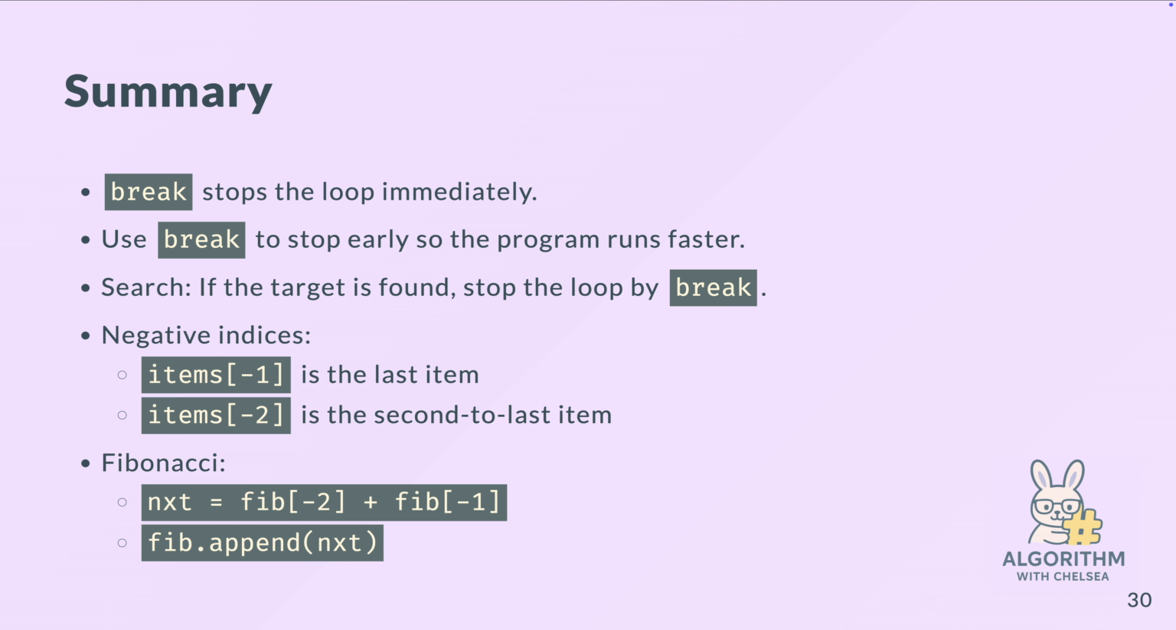Let's summarize what we learned today. Break stops a loop immediately. Use break to stop early so your program can run faster. For searching, once we find the target, we can break instead of checking the rest. Negative indices: index -1 is the last item. Index -2 is the second to last item. Fibonacci numbers: the next number is the sum of the last two numbers, and break helps us stop at the right time. This concludes our lecture.